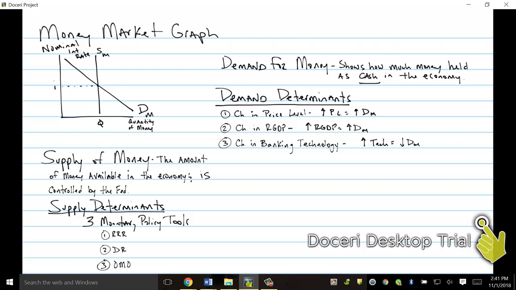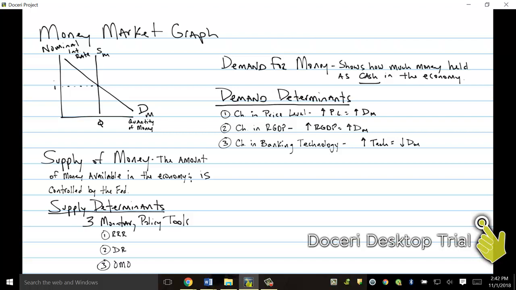Okay, next, let's talk about the supply of money. The supply curve on our money market graph is a vertical line. And that's because that supply curve represents how much money is available in the economy, and it can only change when the Federal Reserve changes it. It's controlled by the Federal Reserve. So that makes it vertical. Nothing else changes our supply curve.